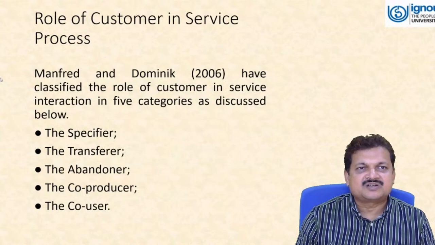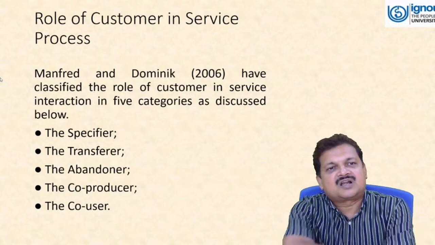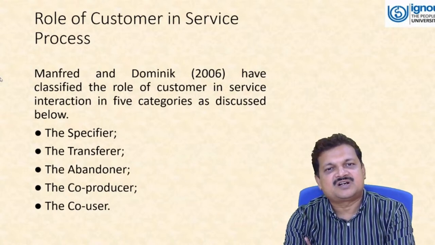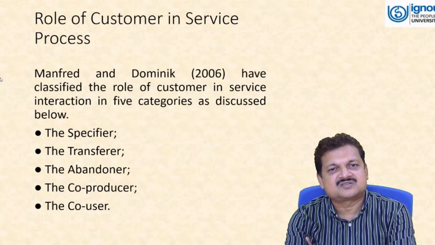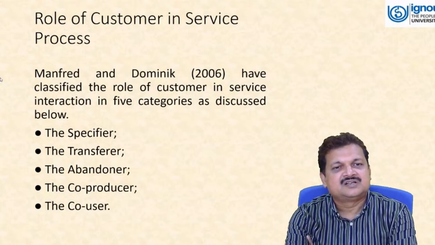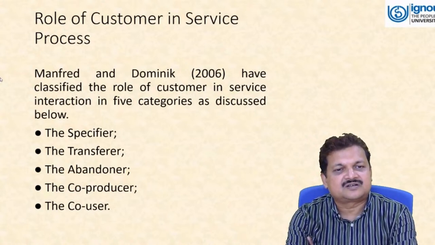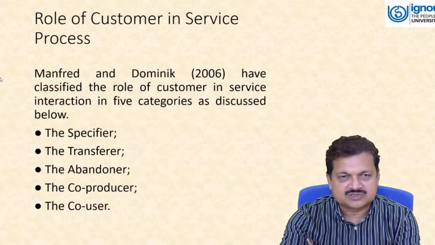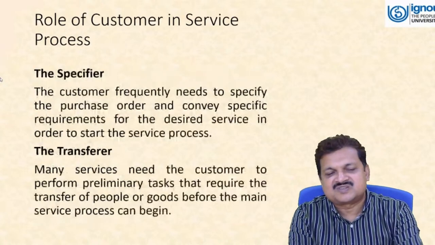Now, the role of the customer in the service process is that specifier. So, Marfred and Dominic have classified the role of customer in service interactions in five categories. One is specifier, transferor, abandoner, co-producer, co-user. So let us go for the specifier.